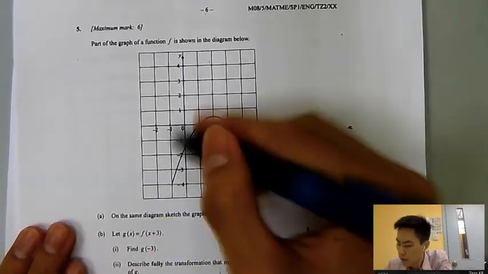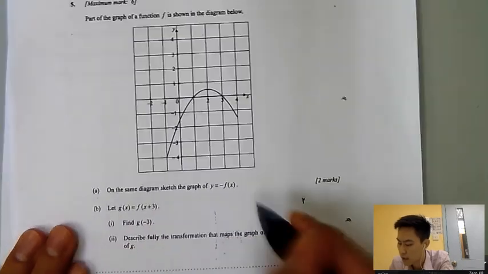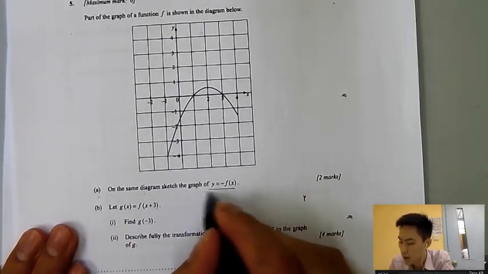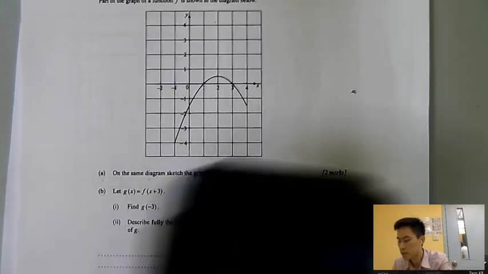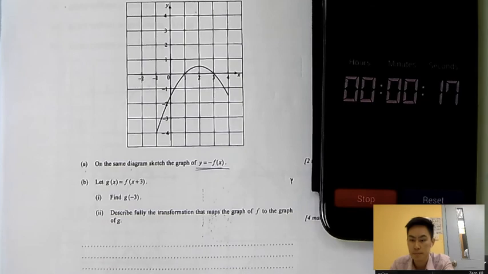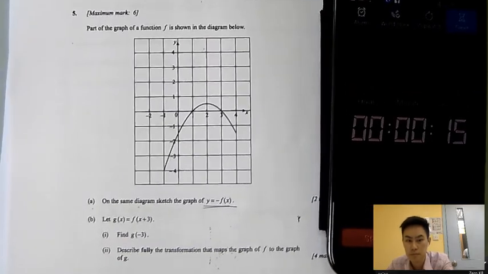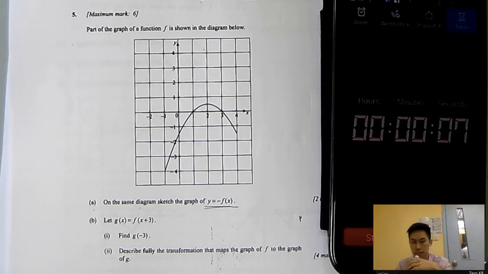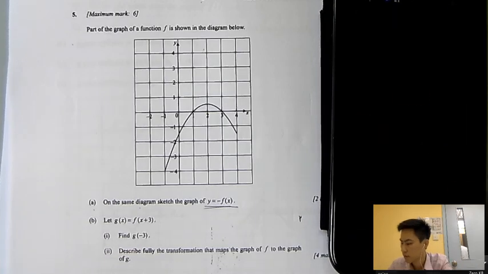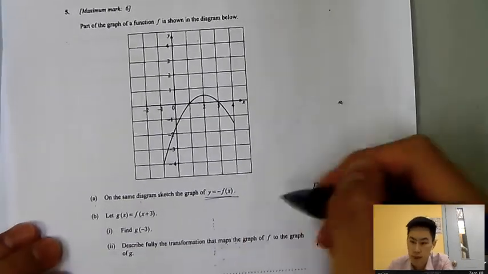Okay, and the next page, 208. So you have a function like this, and then question A: on the same diagram, sketch y equals minus f(x). So this one you have maybe 20 seconds, okay? Very easy. The minus sign is outside the bracket, okay?